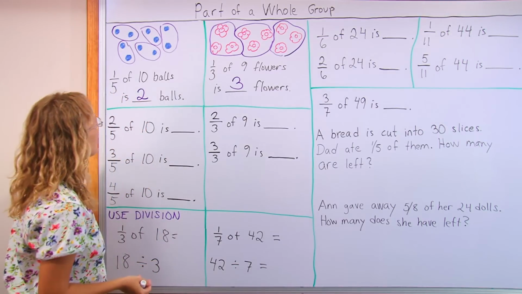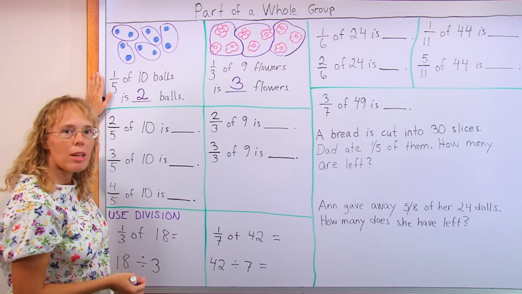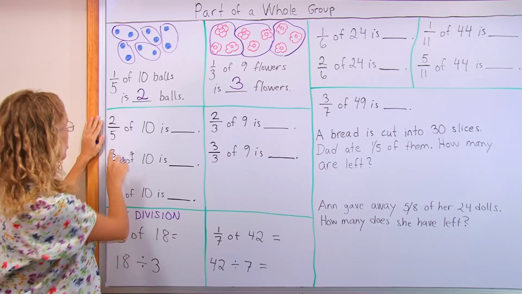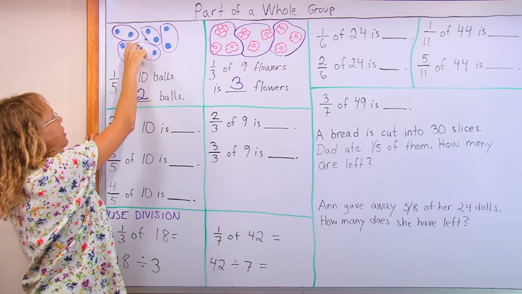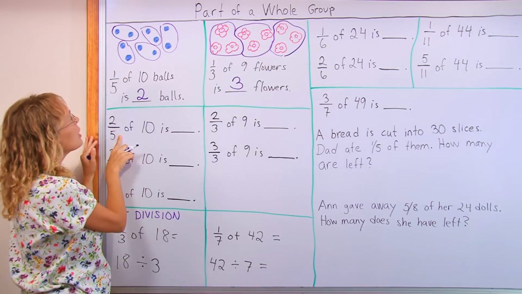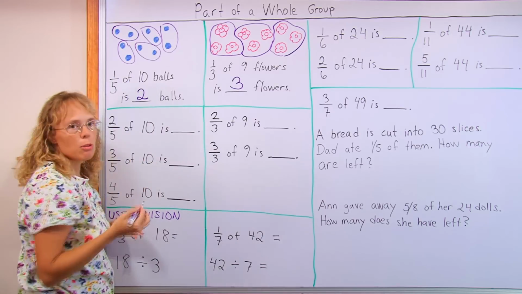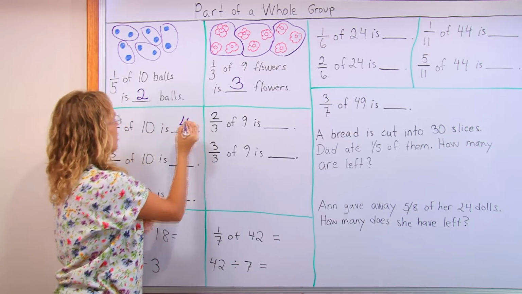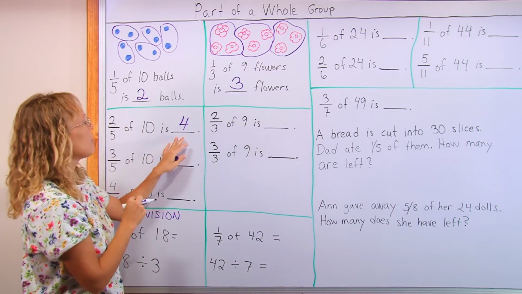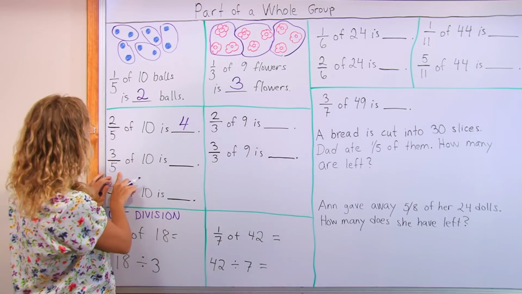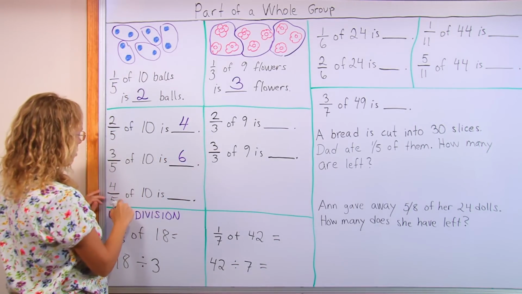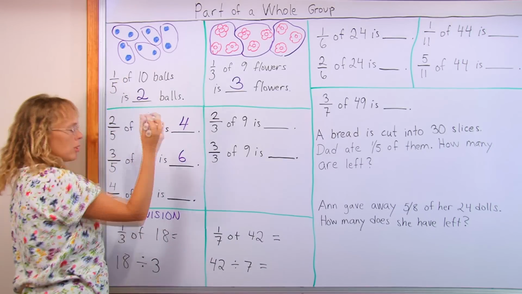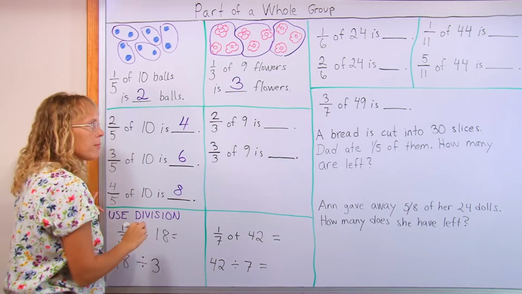And we don't have to stop here. We can continue finding 2/5 of 10 balls. If 1/5 is one group, then 2/5 is 2 of these groups, so it will be 4. 2/5 of 10 balls would be 4 balls. And then 3/5, we take 3 groups, so we get 6 here. 4/5, we take 4 groups and get 8, and so on.